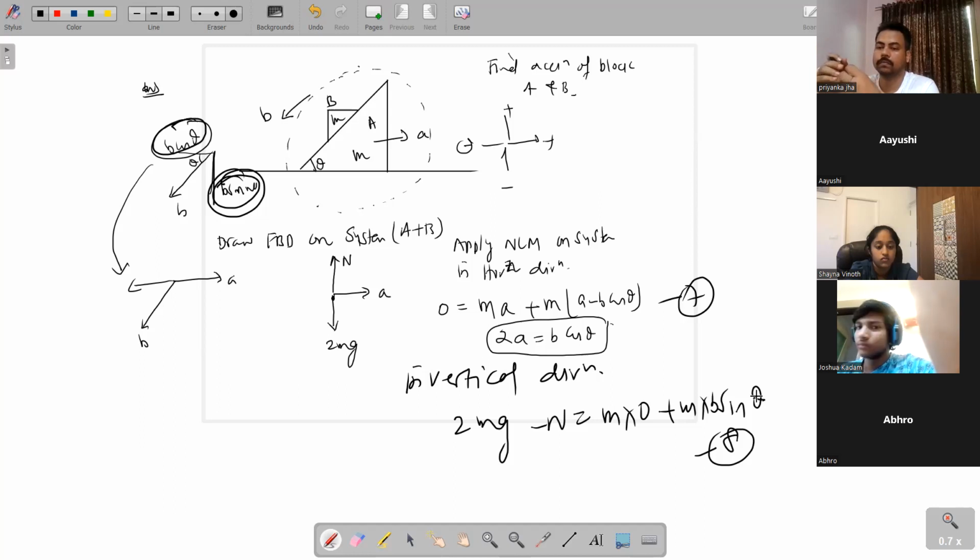Sir, in the 7th, how did we equate it to 0? Because there is no force in the horizontal direction. On this system there will be only one normal force and one weight, gravity. So there is no force along horizontal. So net force is 0, that is equal to m1a1 plus m2a2.